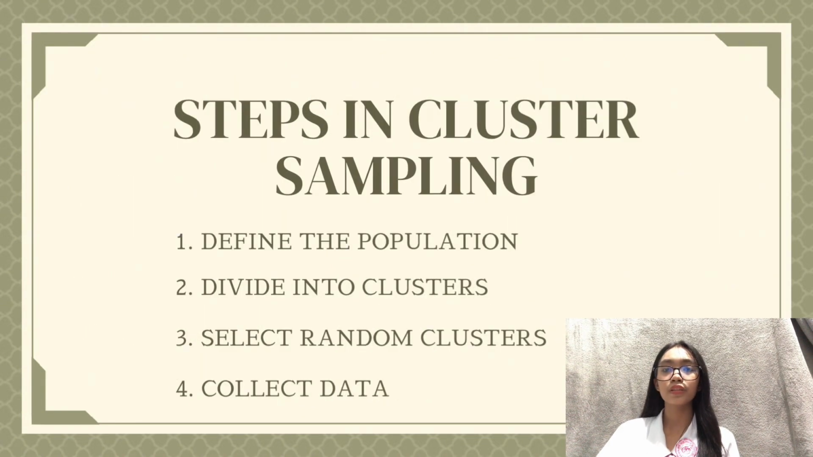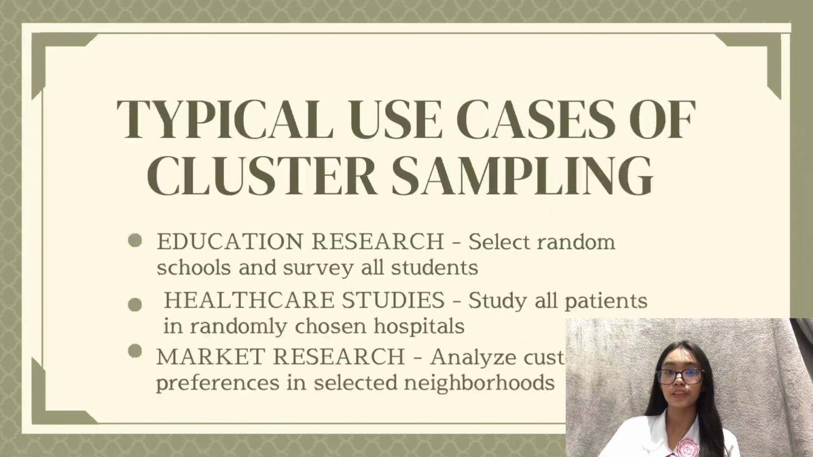Next, let's proceed to the steps on how to conduct cluster sampling. Let me give you step by step. To conduct cluster sampling, we first define the population to identify the group we want to study. Then, we divide it into smaller groups called clusters. Next, we randomly select some of these clusters instead of individuals. And last, we collect data from all members in the chosen clusters.